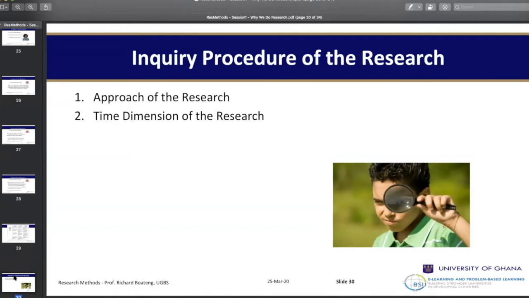A survey is a cross-sectional study. I come to your class, I give you a questionnaire to fill, and I collect the questionnaire and go back. So I've cut through time to ask your view about an issue. I don't come back again. So that one is more of a cross-sectional study.